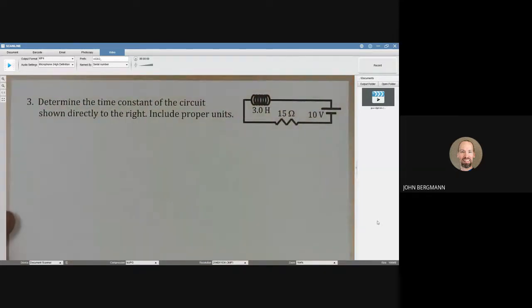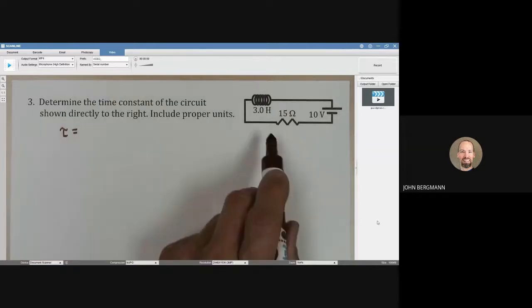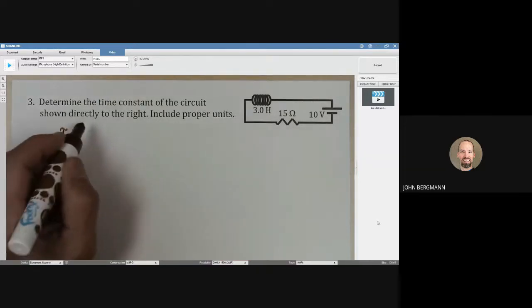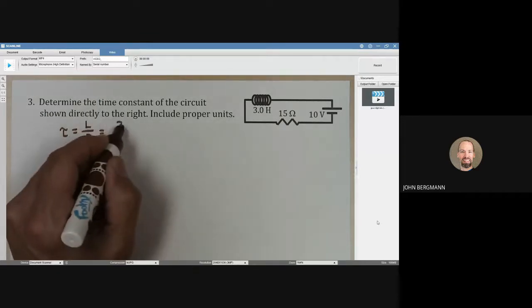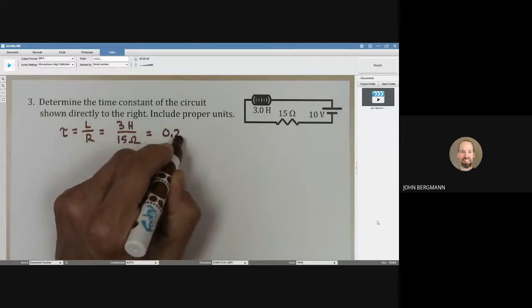Let's determine the time constant of this circuit here, and let's include proper units. Well, the time constant for an RL circuit is L over R. That means that we have here the inductance is 3 henries, the resistance is 15 ohms. That looks to be 0.2, doesn't it?